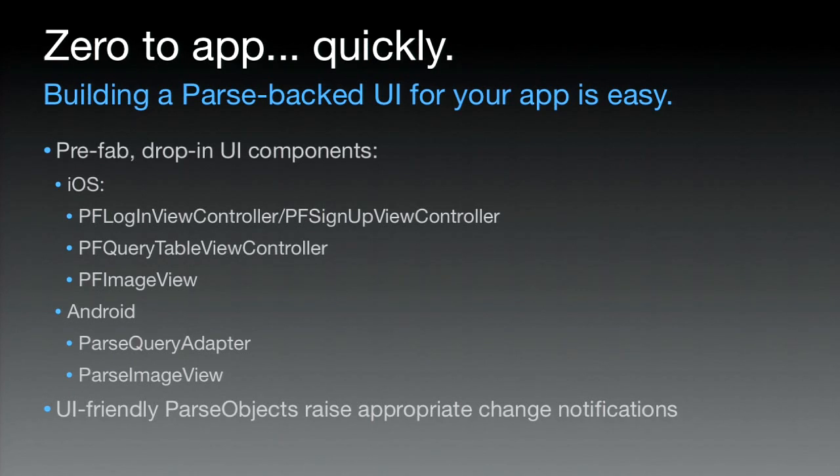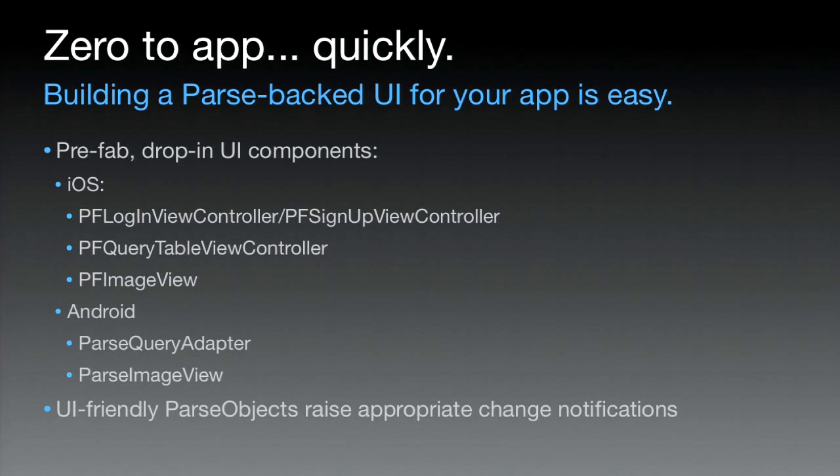Similarly, we have PF Query Table View Controller, which makes it really, really easy to present a list of all of the parse objects, or PF objects if you're working with our iOS SDK, without really having to do any work to actually display that stuff. On Android, we have Parse Query Adapter, which is very similar to PF Query Table View Controller in that it's an Android adapter that will actually pull data from Parse using a query. And you can use this with any of the UI controls that are built into Android that support adapter view. So list view is one of the most common ones, but things like spinners and combo boxes will all just work directly with your parse data.